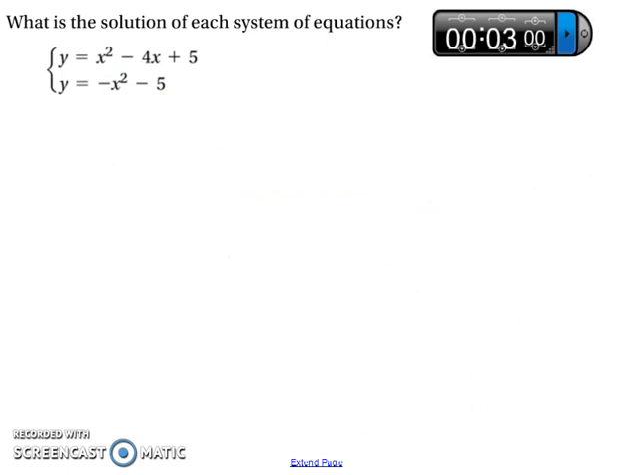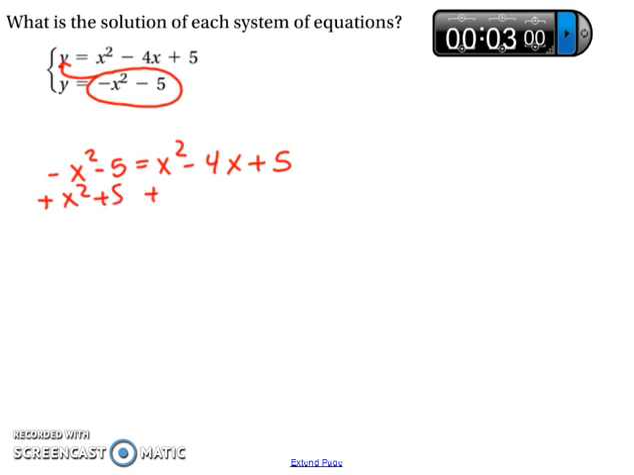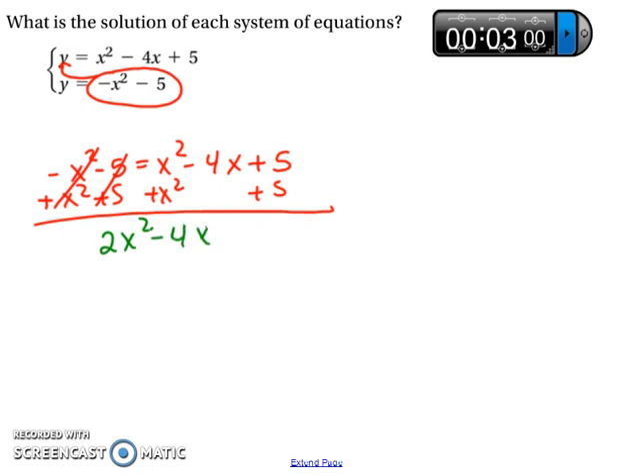Okay, so here we have another one. Again, set them equal to each other. So I'm going to take this and plug it in for y. So negative x squared minus 5 equals x squared minus 4x plus 5. Okay, so I'm going to add the x squared and I'm going to add the 5. So this looks very similar to the problem that we just did. However, now we don't have a subtracting 5, so we're not canceling out our 5's on the right side. So we end up with 2x squared minus 4x plus 10 equals 0.